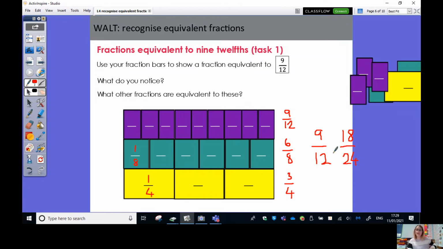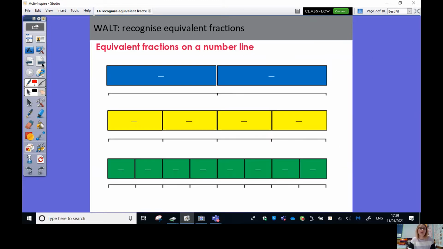So again, we're going to look at that in a bit more detail, but if you found any fractions that were the same as 3/4, the top number is 3/4 of the bottom number, my denominator, then well done. We're going to look at that more in detail, but fantastic if you're starting to see that pattern now. Okay, moving on to our number lines for today.